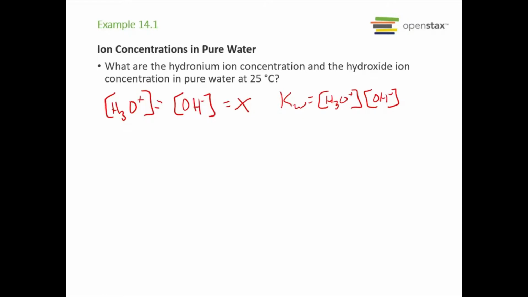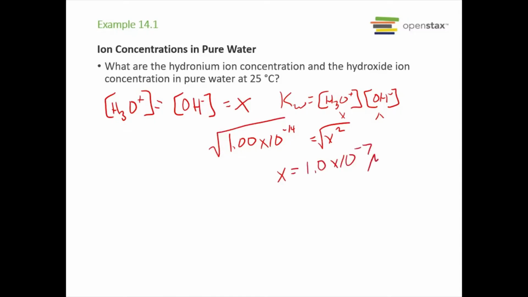So Kw is equal to H3O plus times OH minus. So this is 1.00 times 10 to the negative 14th power is equal to X times X, or X squared. So we take the square root of both sides, and we get that X is equal to 1.0 times 10 to the negative 7th molar. And this is a very important concentration to keep in the back of your head, write it down somewhere, because how the concentration of either one changes is going to decide if our solution is acidic or basic. And we'll talk more about that in the next section.